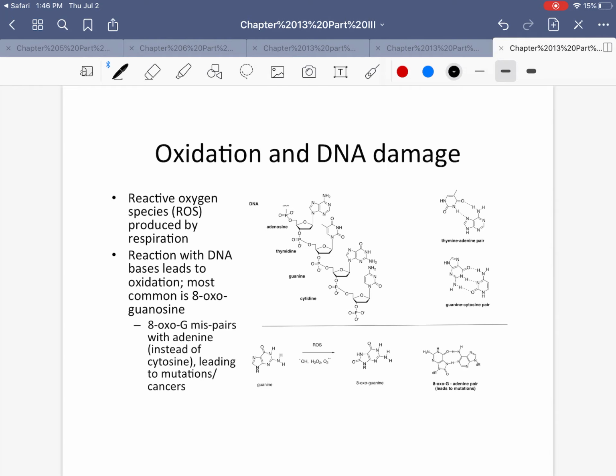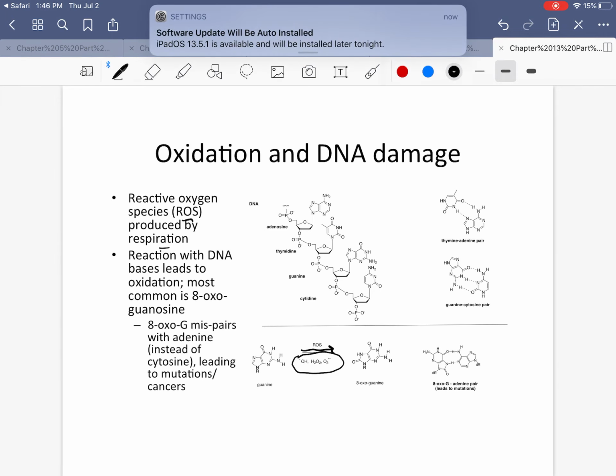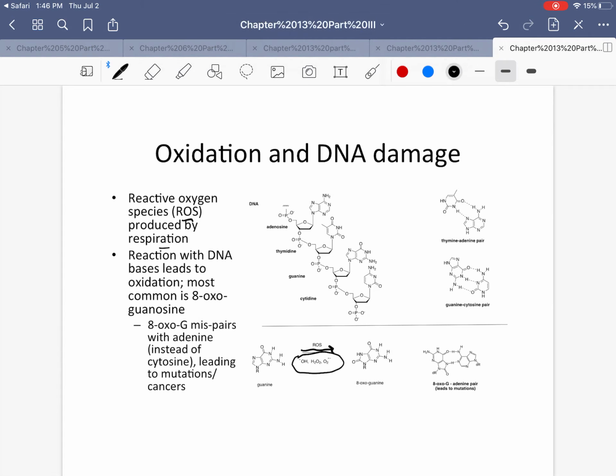Another type of naturally occurring degradation by radicals is oxidative DNA damage. So reactive oxygen species in your body are produced by respiration. So those would be peroxy radical, peroxide oxygen radical. So ROS just means reactive oxygen species. And these can react with DNA bases and lead to oxidation.